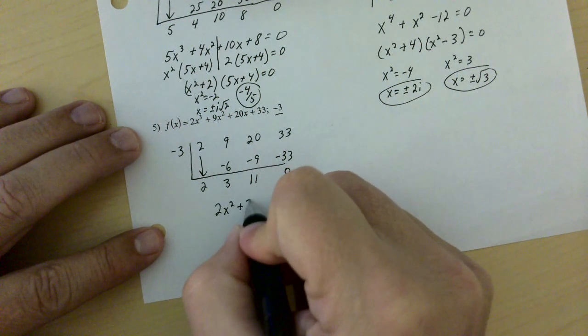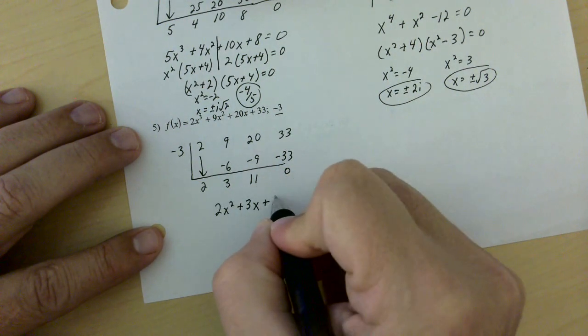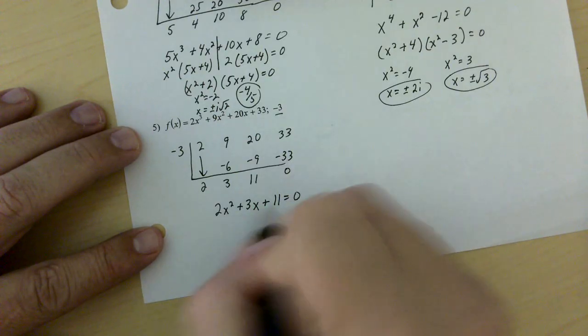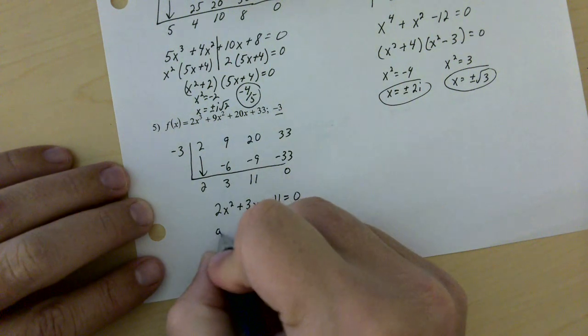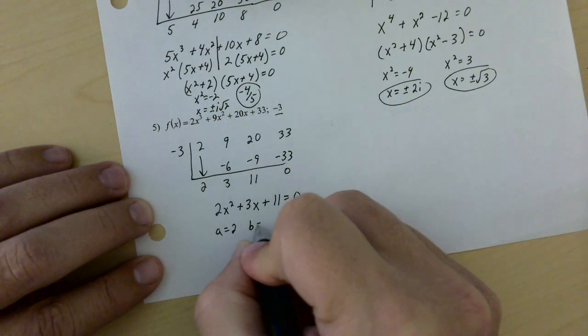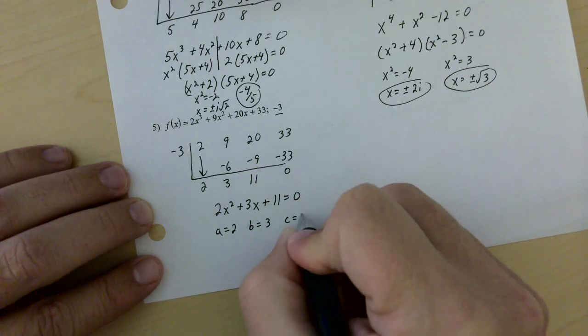So this quadratic can't be factored. So I'll let you know which one needs the quadratic formula so you're not wasting time trying to factor a problem that can't be factored. Okay, so the quadratic formula, I need my a, b, and c.